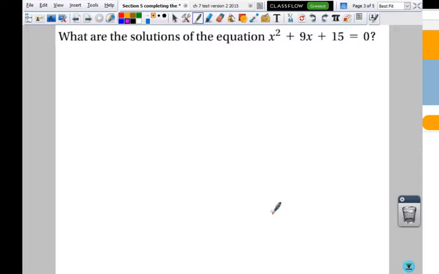So I'll give you a hint. Everything today we're going to have to complete the square. So my first thing is I'm going to minus 15 on both sides. And I'm going to get x squared plus 9x equals negative 15.